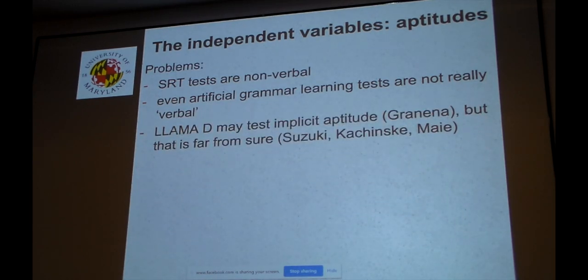And then the LLAMA D, which is used mostly by our students these days, may test implicit aptitude, but Yuichi's research, and research from other students like Elena Kaczynski or Rio Maye in our department, have all failed to replicate their findings. So it's always interesting when people in the same department find different findings. I hate it when somebody does research in the lab year after year and they always know... contradicting yourself a little bit shows that you're being honest. Okay, so a concerted effort is needed in this area.